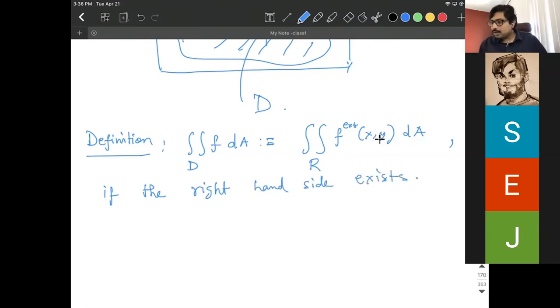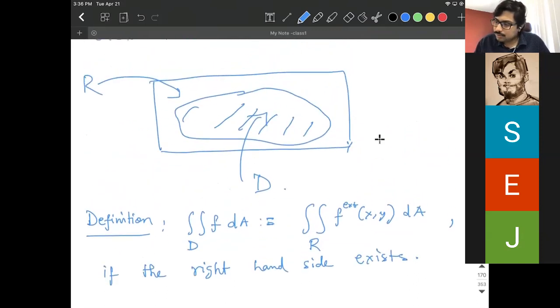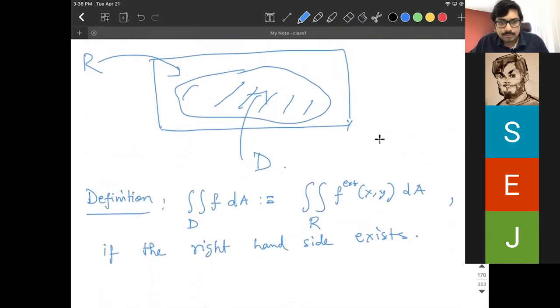Okay, so once we have this definition, there is an obvious problem. Can you think of a potential problem with this definition? What can somebody argue against this definition?